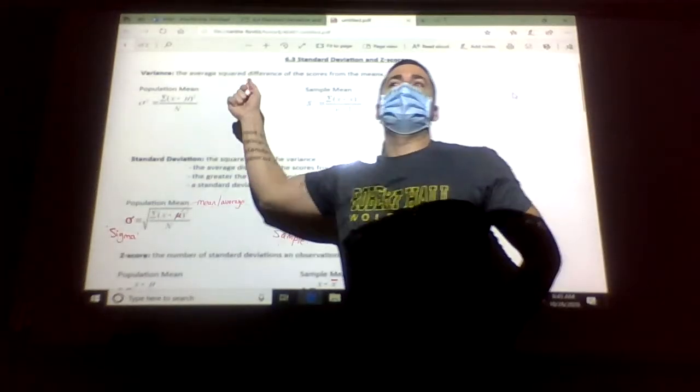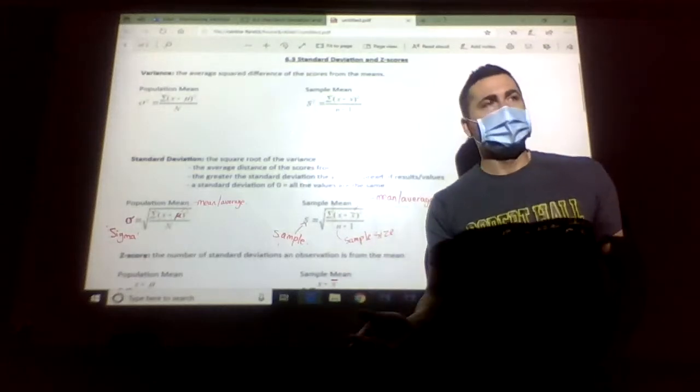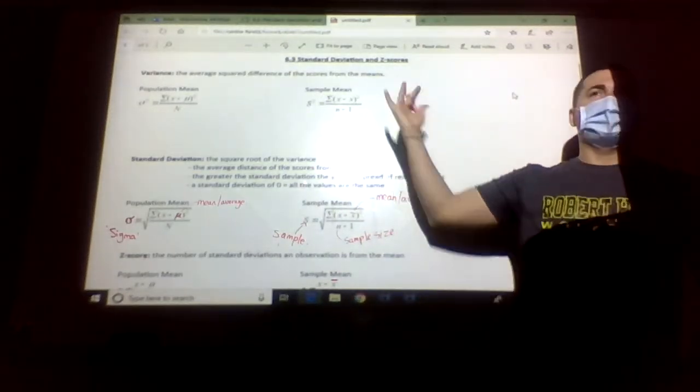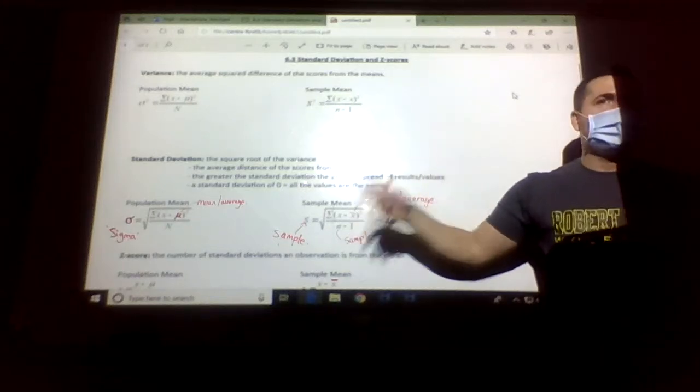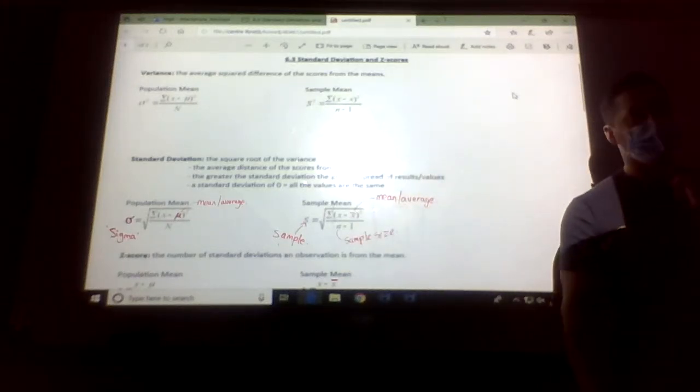So for these formulas here, you don't really need to know variance. Just know to go from variance to standard deviation, you just square root. So they might give you a question in the textbook where variance is, let's say, 9. What's the standard deviation? You just square root it. You'll get 3.